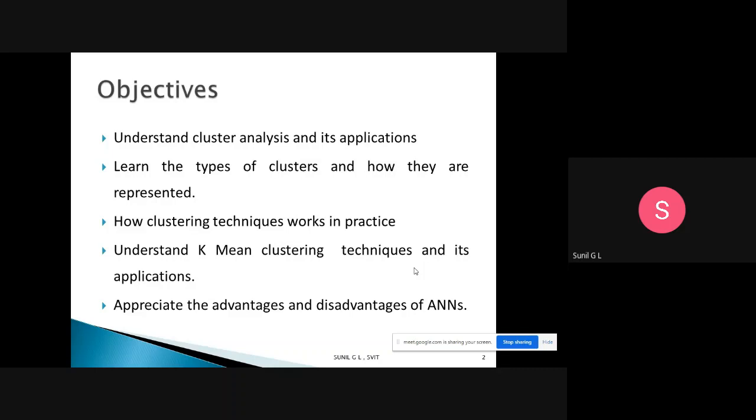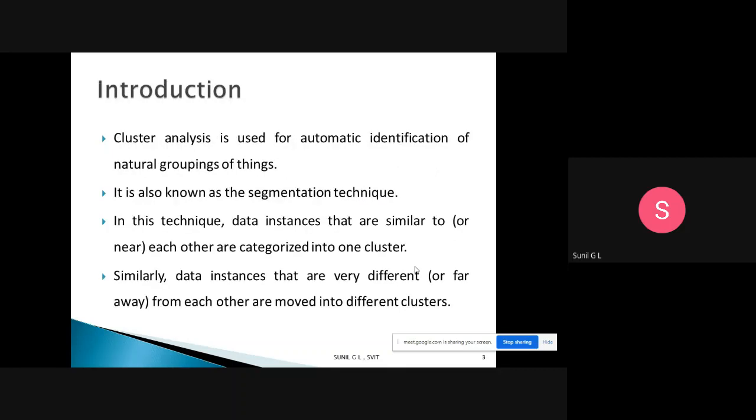That is the third concept, and we will take an example of clustering, that is k-means clustering, which is a very popular and important clustering technique, and what are its applications. We'll discuss that. After that, we will appreciate the advantages and disadvantages. What are the advantages and disadvantages of clustering techniques? Those things we will discuss in today's class.